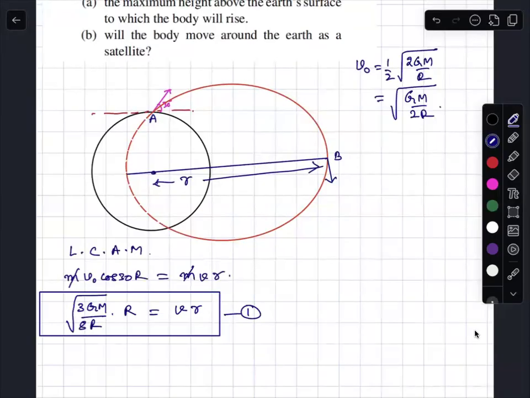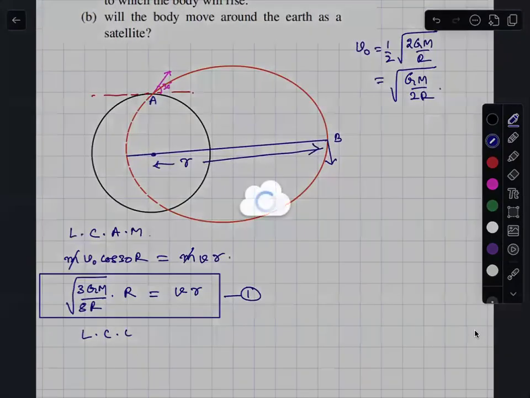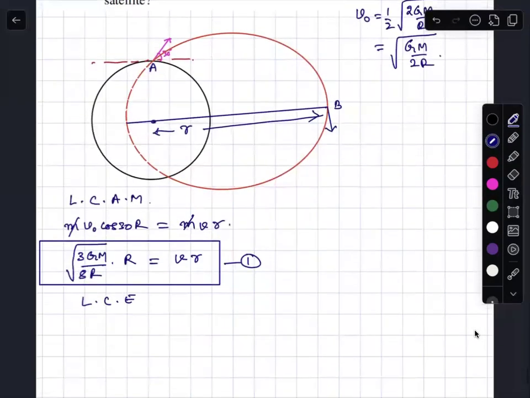Let this be equation 1. That is the equation 1. Energy conservation, and don't take components again. So therefore, law of conservation of energy step. What is going to be the law of conservation of energy step? Half m v naught square minus G capital M small m by R is equal to half m v square minus G capital M small m by R.